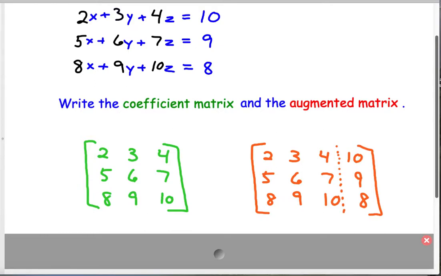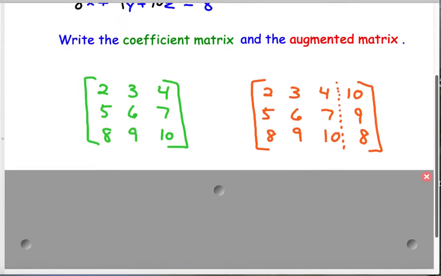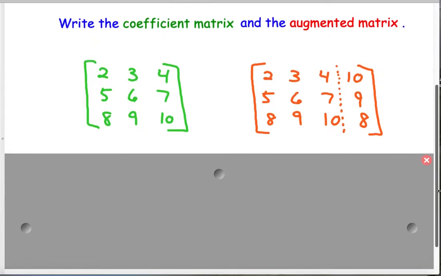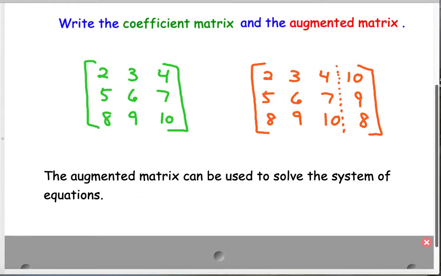And so these numbers here represent each of my equations in my system of equations. And it'll be easier to do some operations on these numbers instead of having to write all the variables. And so the augmented matrix is what we're going to use to solve our systems of equations.